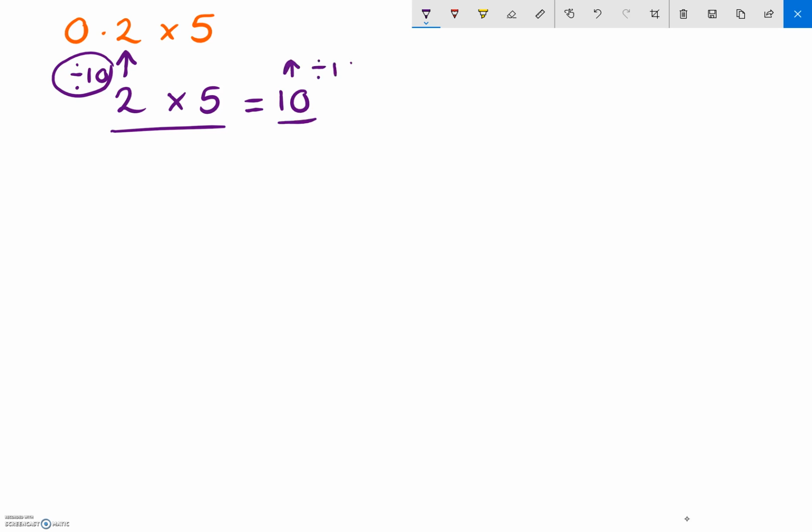So 10 divided by 10. The answer to this is 1. 5 lots of 0.2 is 1. Let's try a different question.